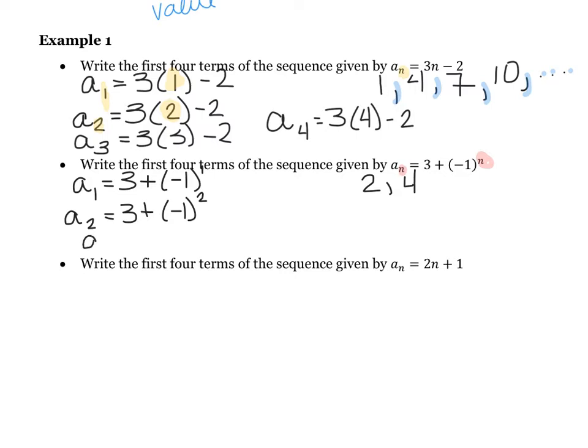So the next number is 4. How about a sub 3? I get 3 plus negative 1 cubed. Well, what's negative 1 cubed? It's negative 1. 3 plus negative 1 is 2.